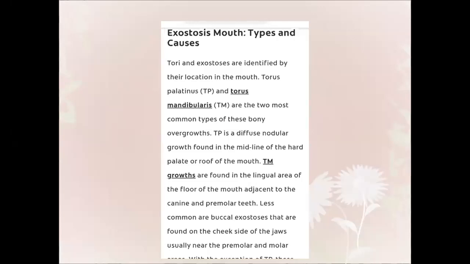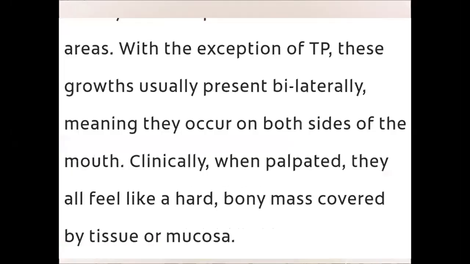The types and causes. Tori and exostosis are identified by their location in the mouth. Torus palatinus and torus mandibularis are the two most common types of these bony outgrowths. Torus palatinus is a diffuse nodular growth found in the midline of the hard palate or roof of the mouth. Torus mandibularis growths are found in the lingual area of the floor of the mouth adjacent to the canine and premolar teeth. They are two in number. Less common are buccal exostoses that are found on the cheek side of the jaws, usually near the premolar and molar areas. With the exception of torus palatinus, these growths usually present bilaterally, meaning they occur on both sides of the mouth.